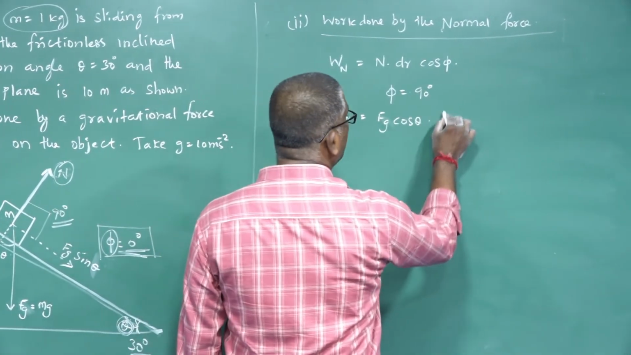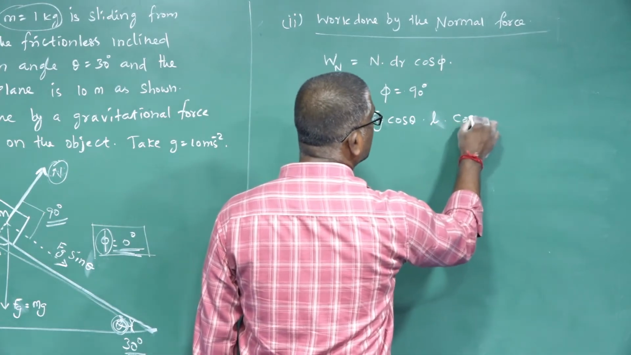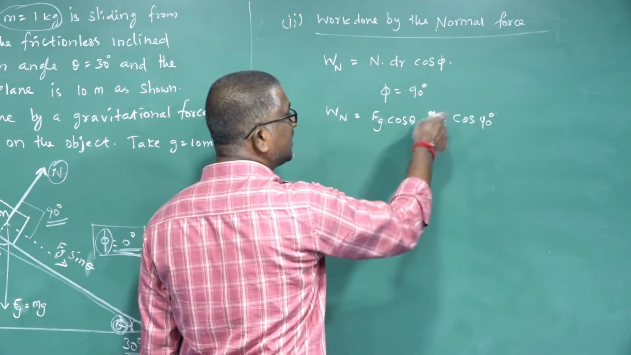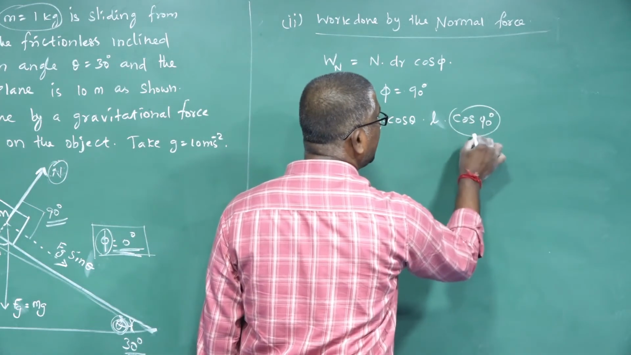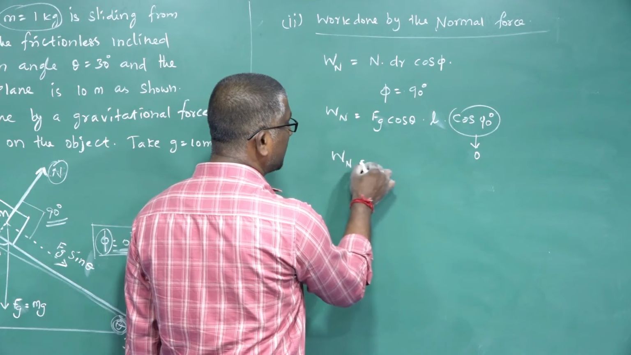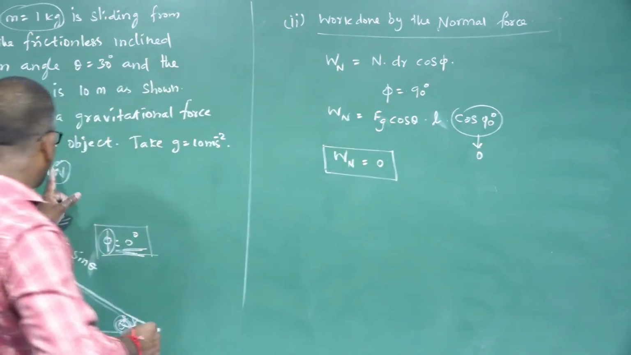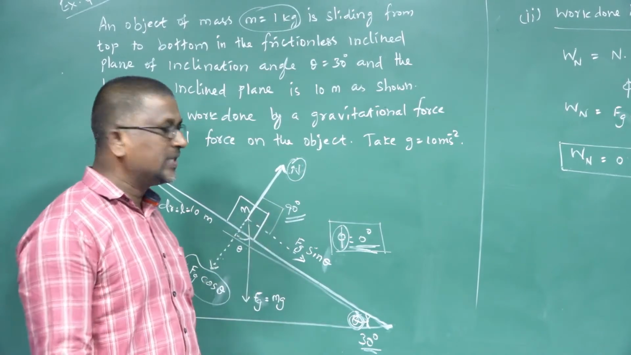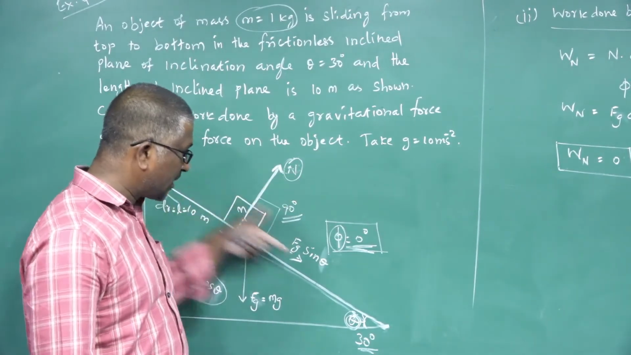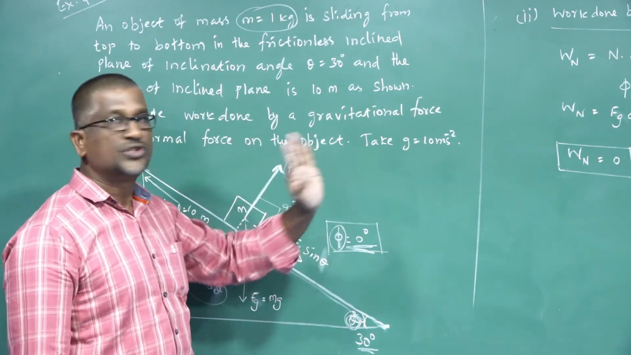Fg cos theta into dr. Dr is nothing but the length of the inclined plane. So L into cos 90 degree. The angle between the normal force and the displacement is 90 degree. Cos 90 is 0. Therefore, work done by the normal force is also 0. If the force and the displacement are perpendicular to each other, the force does not do any work. So here the normal force is perpendicular to the direction of motion of the body, so that is why the work done by the normal force is 0.